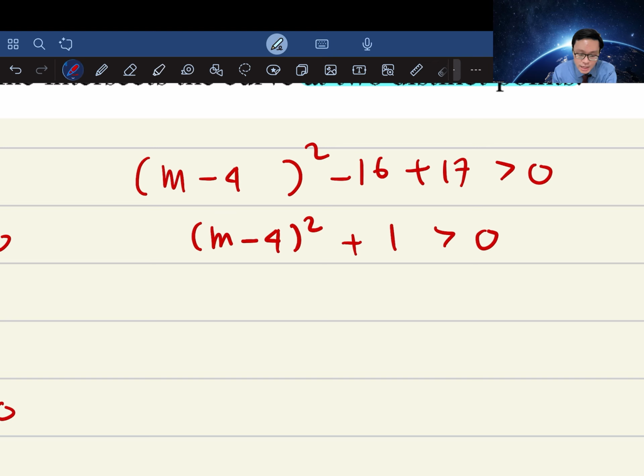Now, let's use logic here. This is a square number, right? m minus 4 is a number, and then you square it. It's always either positive or 0. So this is always greater than or equal to 0. But you add 1 to this value. So before, the minimum value was 0, now the minimum value is 1, which is always greater than 0.